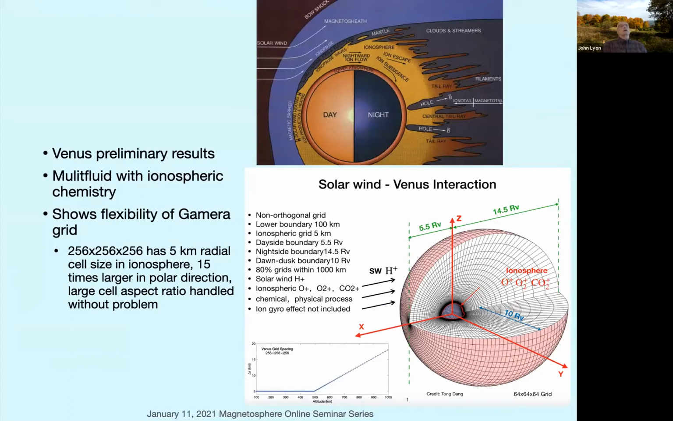Okay, so some preliminary results for Venus with Gamera. It shows the flexibility of the grid. The size of the grid near Venus is in the radial direction 5 kilometers, and it's more like 70 kilometers azimuthally, or in the polar direction. And Gamera has no trouble handling that, which is a very large aspect ratio.